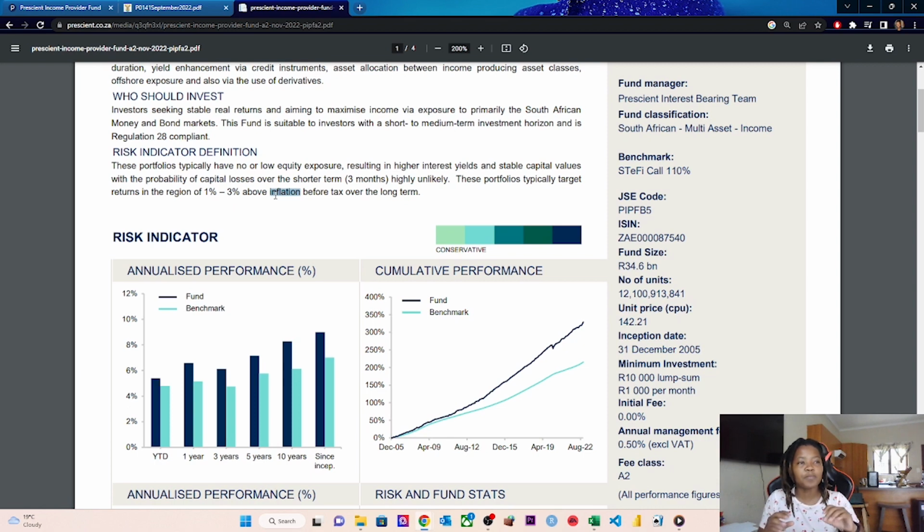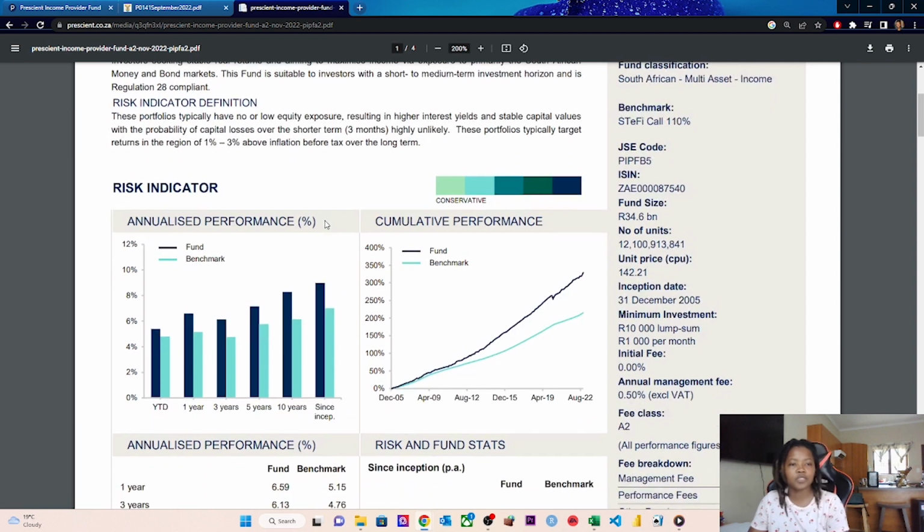So inflation and CPI also just basically tell you the cost of living, the cost of goods. So this fund would basically tell you, look, you can still go to Engen for your petrol. You can still buy the same bread. You don't have to switch groceries. If you shop at Pick n Pay, you can still shop at Pick n Pay, because we're going to target returns in the region of 1 to 3% above inflation before tax over the long term, right?